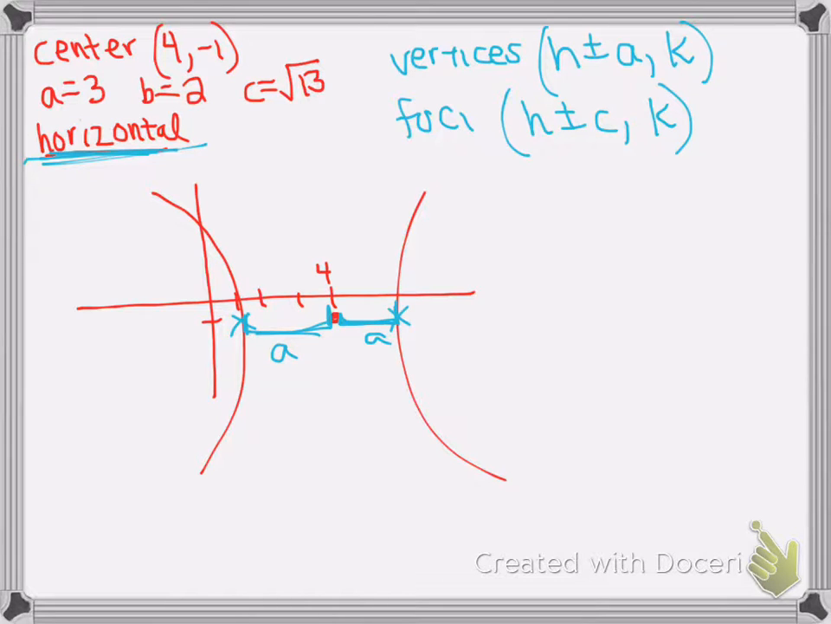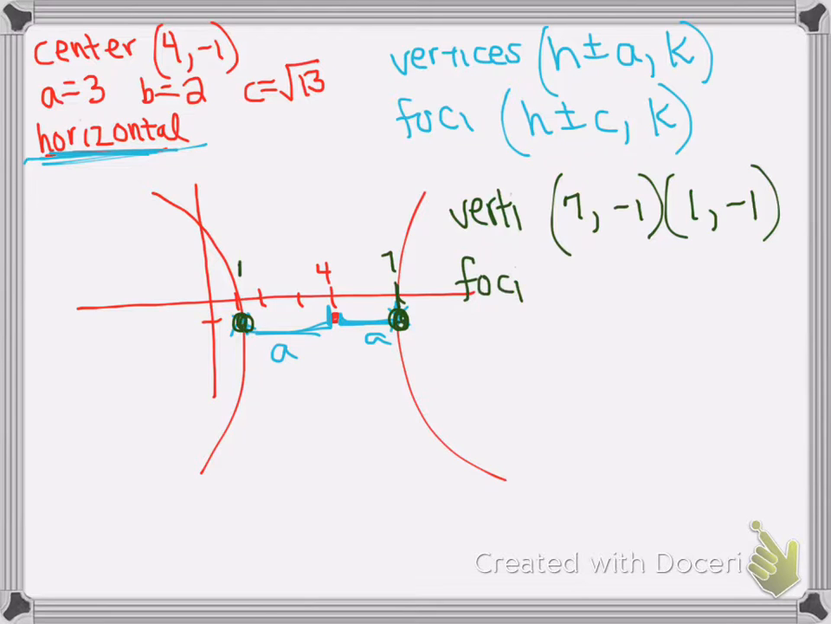So my vertices are going to be 4 plus 3, which is 7, comma negative 1, and then 4 minus 3, which is 1, negative 1. So that's over here at 7 and that's at 1. And then the foci are just going to be h plus or minus the square root of 13, comma negative 1. You don't have to simplify that anymore. You can just leave it alone.